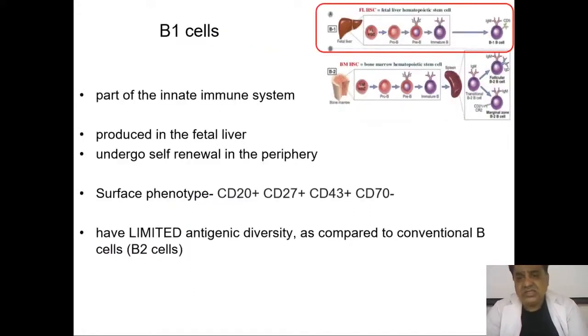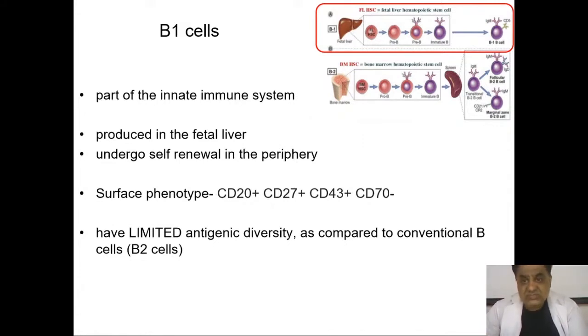We all know B cells and T cells, the classic ones. But we now know that certain B cells, now called B1 cells, are a part of the innate immune system. They are produced in the fetal liver, and once they reach the fetus, they undergo self-renewal in the periphery once life begins after birth. Although they have a limited antigenic diversity compared to the conventional B cells, I'll come to that down the line.